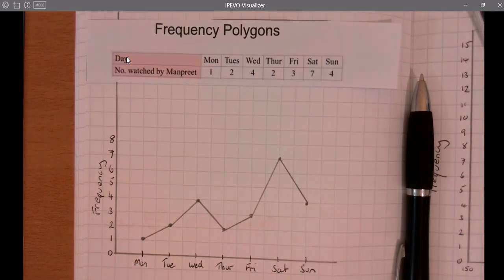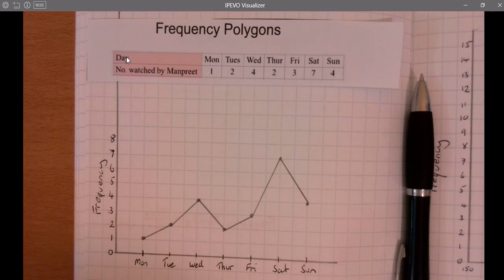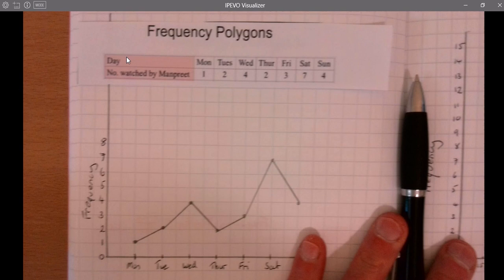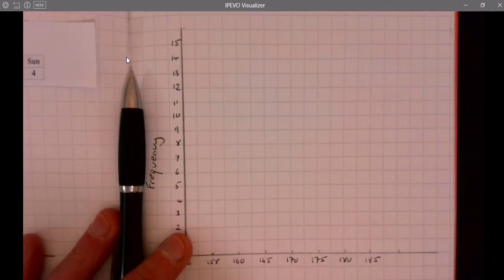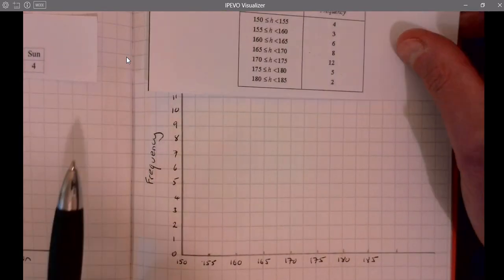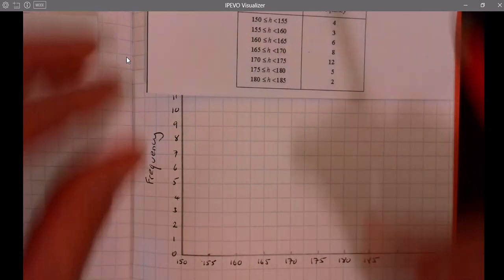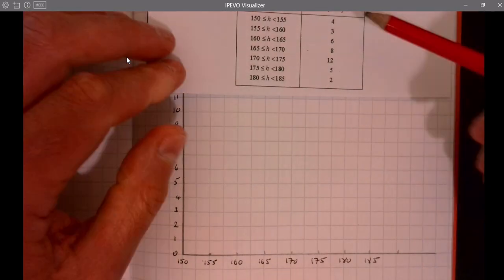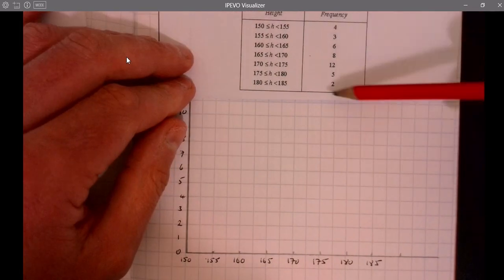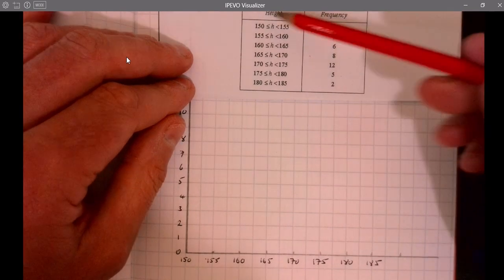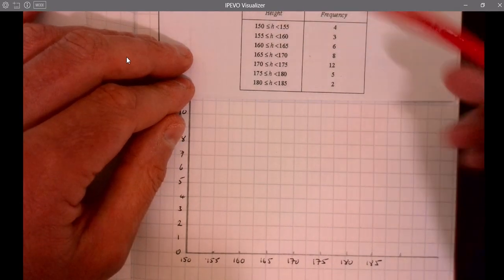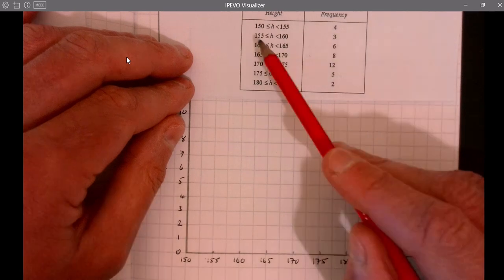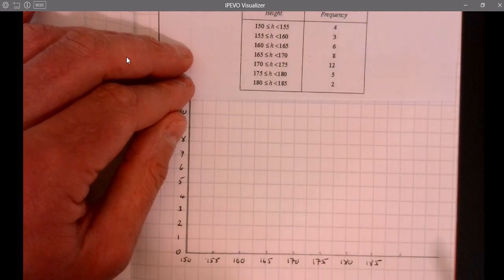What we're more likely to see for a frequency polygon is something a little bit more like this next one that we're going to have a look at. So let's move that across so you can see. Here we go. I've already drawn the axes for you. So here, draw a frequency polygon for the height of some children given in the table below. So I've gone and measured the heights of lots of pupils, and we've got their heights here. So 4 people were from 150 to 155, 3 people were from 155 to 160, and so on.